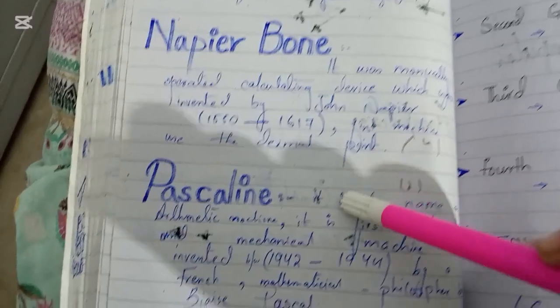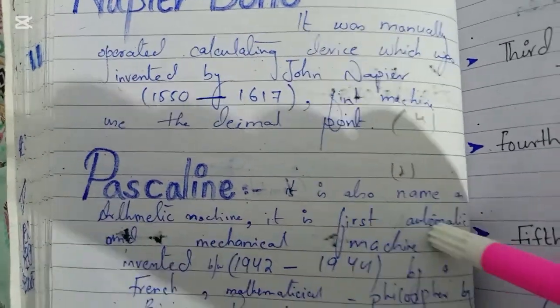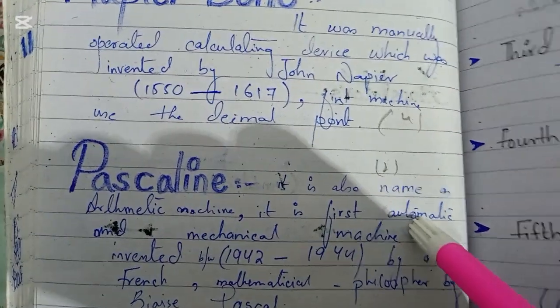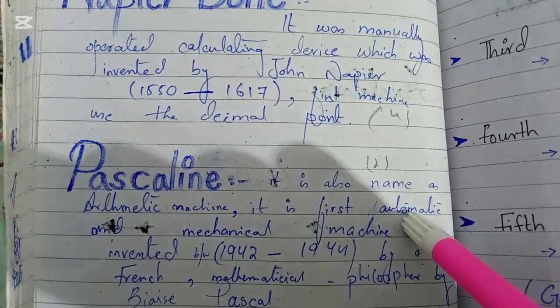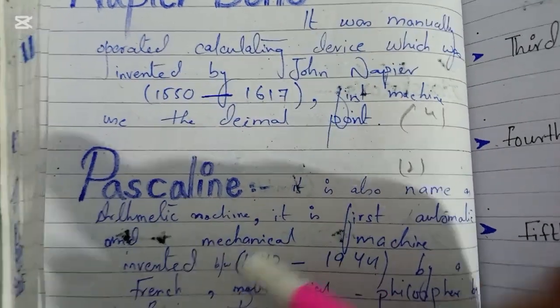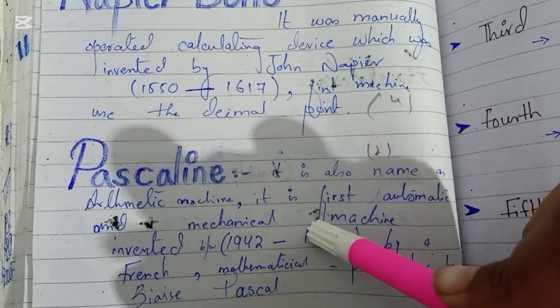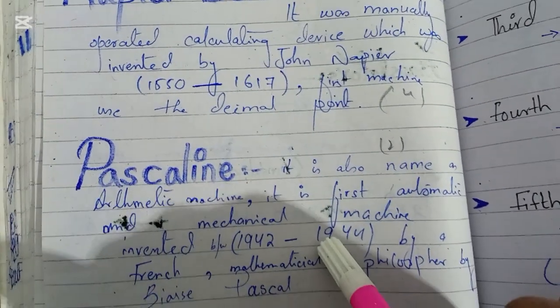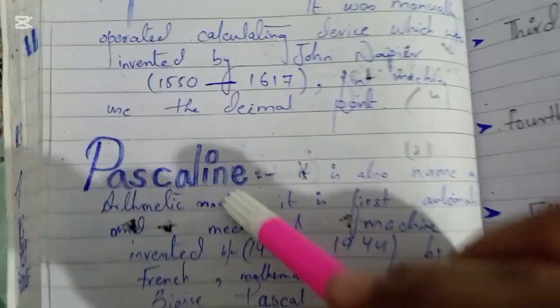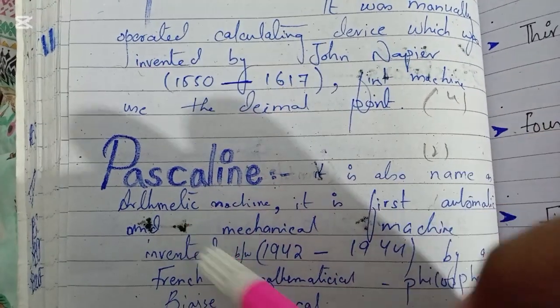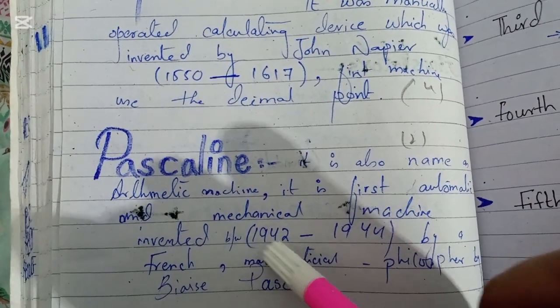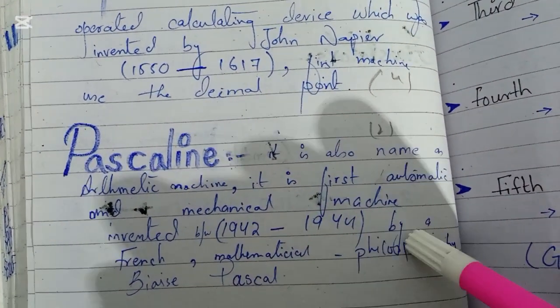Abacus only does plus and minus, but it can do addition, subtraction, multiplication and also division. Okay, now Pascaline. Pascaline is also named the arithmetic machine. It was the first automatic and mechanical machine. Remember, it was the first automatic and mechanical machine.